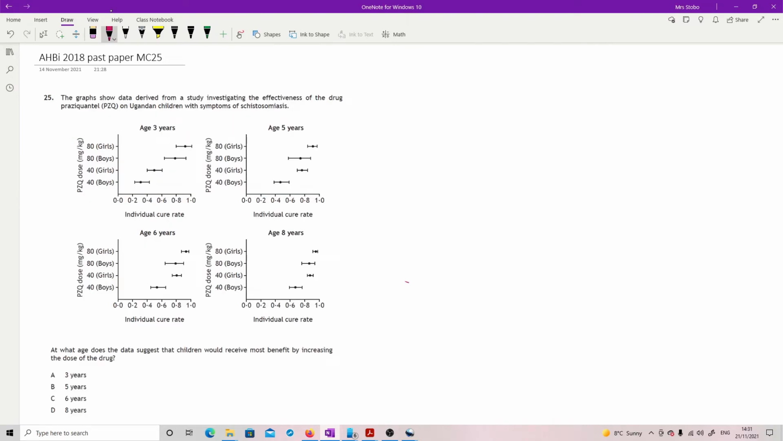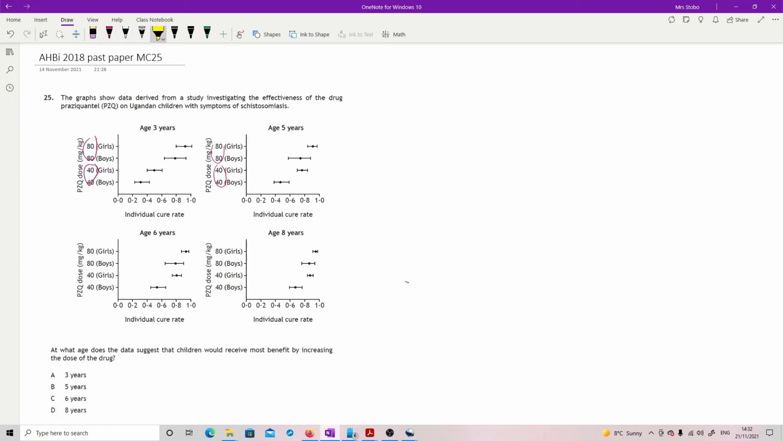Question 25, last one in the multiple choice. We've got the graph showing data derived from a study investigating the effectiveness of a drug, PZQ, no way I'm attempting to say that one, on Ugandan children with symptoms of, I know it doesn't say bilharzia, but I still say that because I really can't say that word. Okay, right, so we've got age 3, age 5, age 6, and age 8. We've got boys and girls, and we've got the dosage at 40 and increasing to 80. So that's an increase in the dose. At what age does the data suggest that children would receive most benefit by increasing the dosage of the drug?